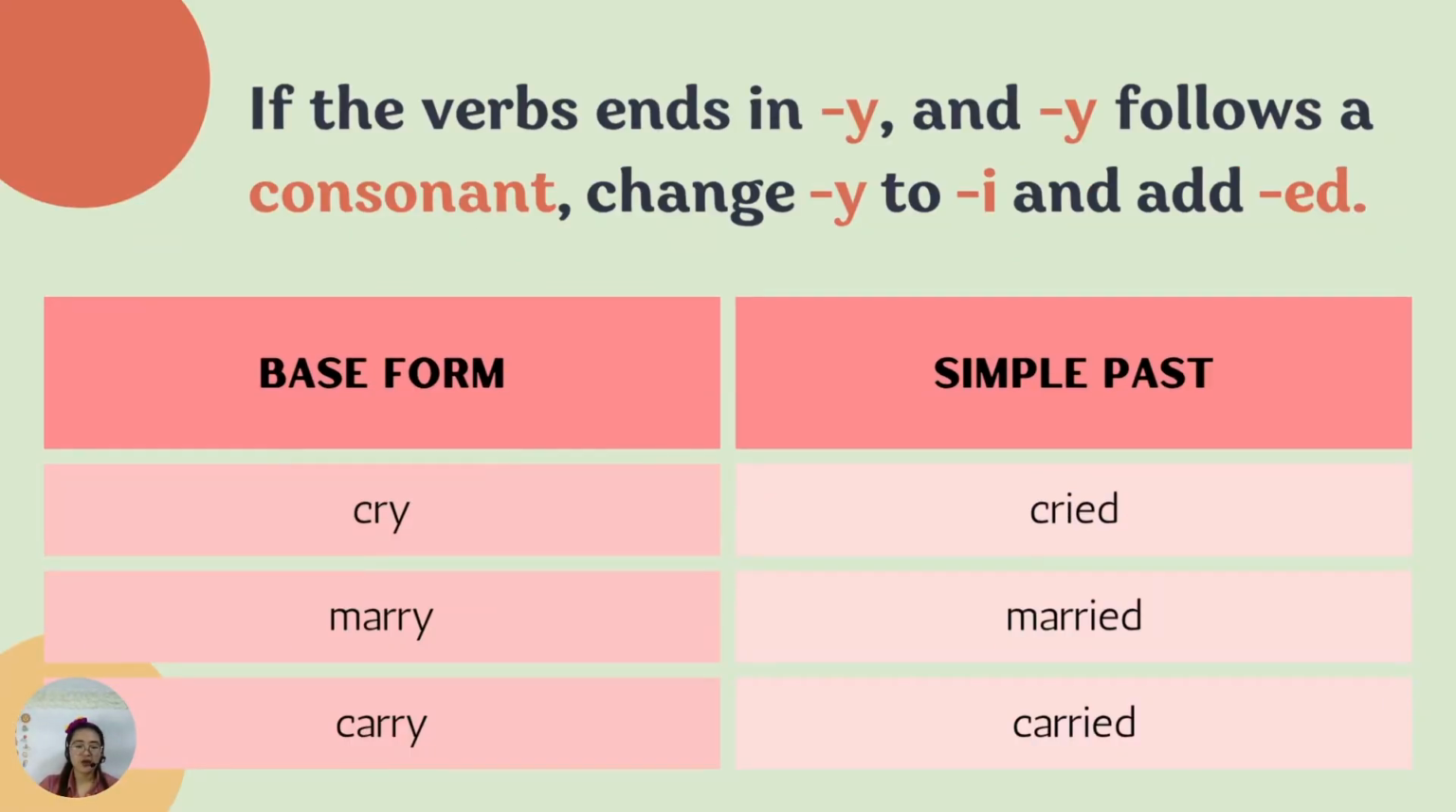Another thing to remember: if the verb ends in y following a consonant, change y to i and add ed. It's just like earlier in the simple present, but this time we add ed to make it simple past tense. Like cry will be cried, marry, married, carry, carried. So that is simple past tense.